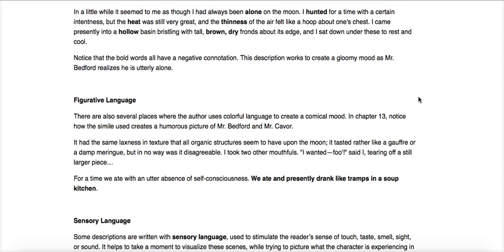Notice that the bold words all have a negative connotation. I'm going to read the bold words again. Alone, hunted, thinness, heat, hollow, brown, dry. This description works to create a gloomy mood, as Mr. Bedford realizes he is utterly alone. Okay?